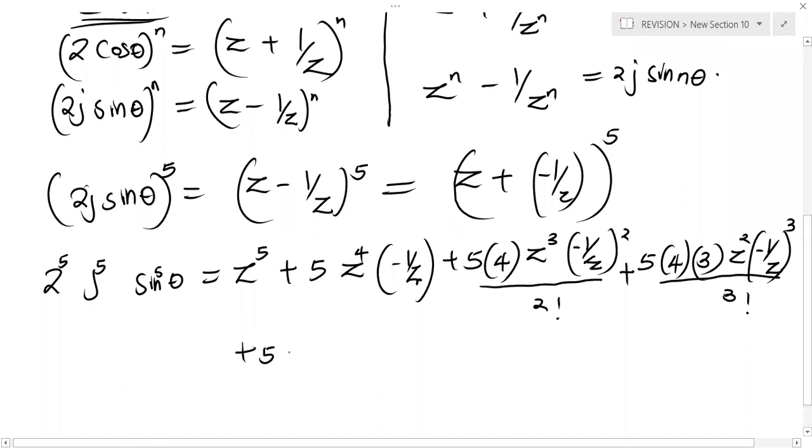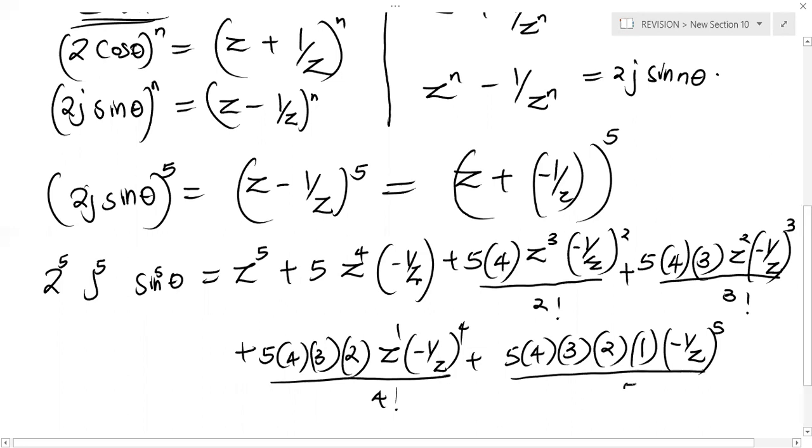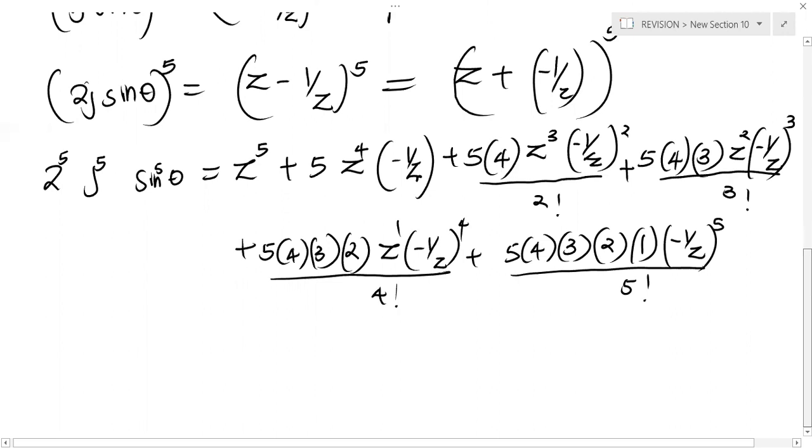plus 5 4 3 2 z raised to power 1 minus 1 over z raised to power 4, all this divided by 4 factorial, plus 5 4 3 2 1, z is now raised to power 0, which is just the same as 1. Any number raised to power 0 is 1. So I have minus 1 over z raised to power 5, all this divided by 5 factorial. So what we are going to do is simplify the expression and make sine raised to power 5 theta the subject of the formula.